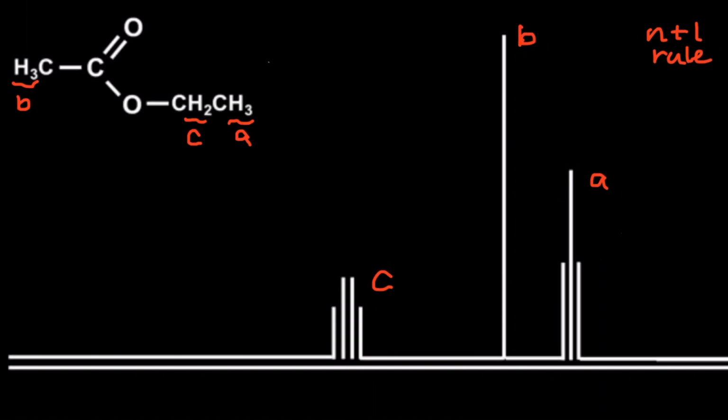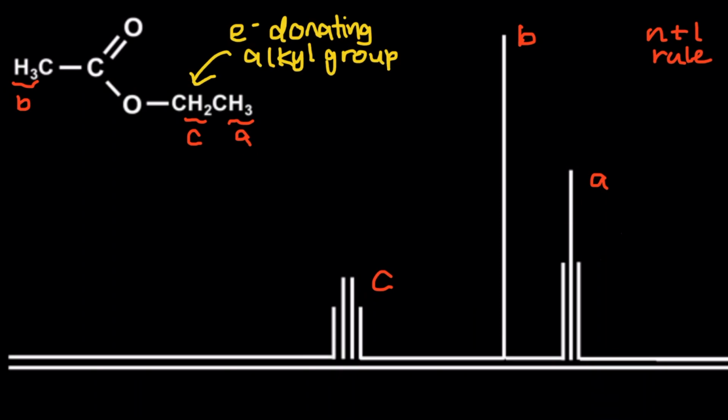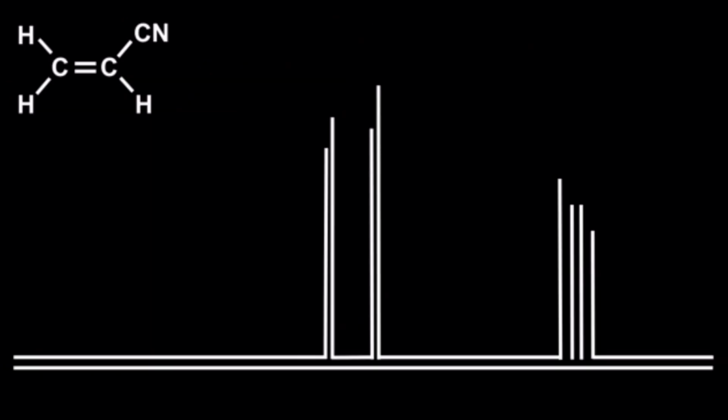However, the opposite holds true for proton A. Proton A is attached to an electron donating alkyl group, which increases the shielding effect around itself. Hence, proton A experiences a smaller effective magnetic field, hence leading to a smaller difference between the spin states. This in turn means a lower chemical shift, and the signal for proton A will shift upfield towards the right in the spectrum. But that's not it.